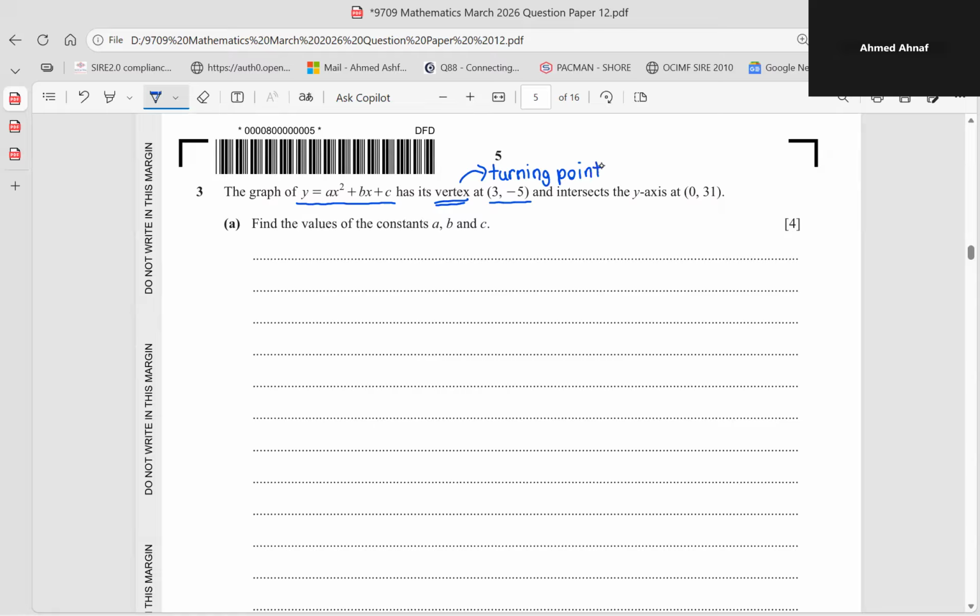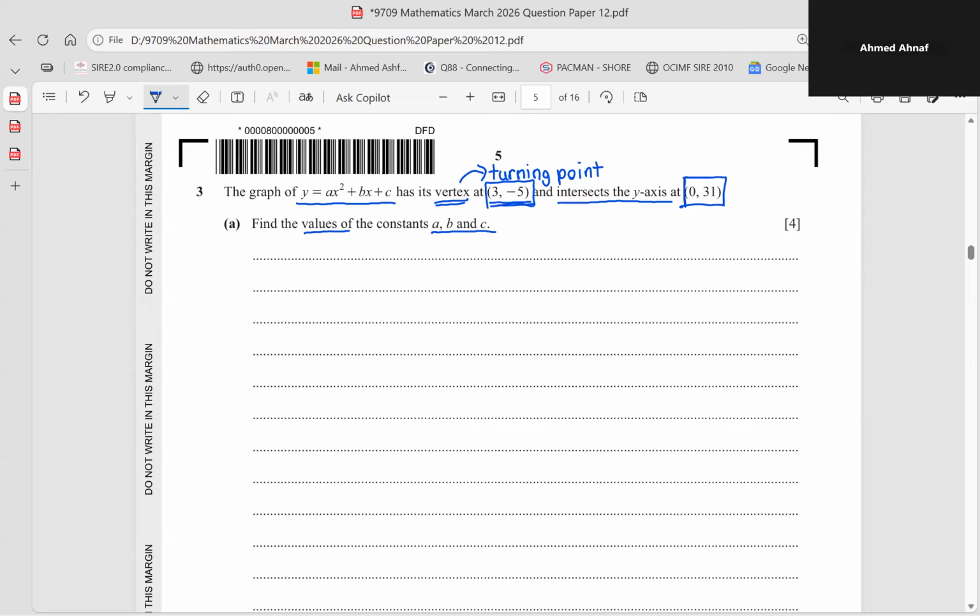And the turning point could either be the minimum or the maximum point, okay? So take note that this coordinate, this point here is the turning point. And we're also told that it intersects the y-axis at the point 0, 31. So these are the 2 points that the graph passes through. For the first part, we are told to find the values of all the constants a, b, and c.